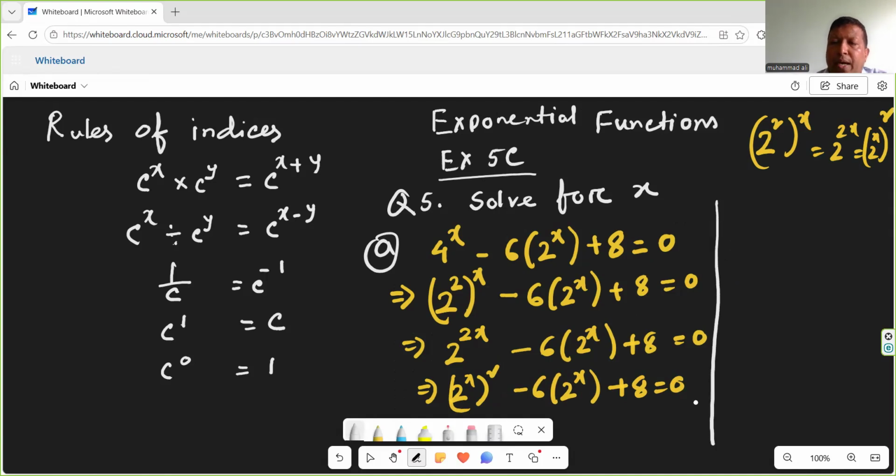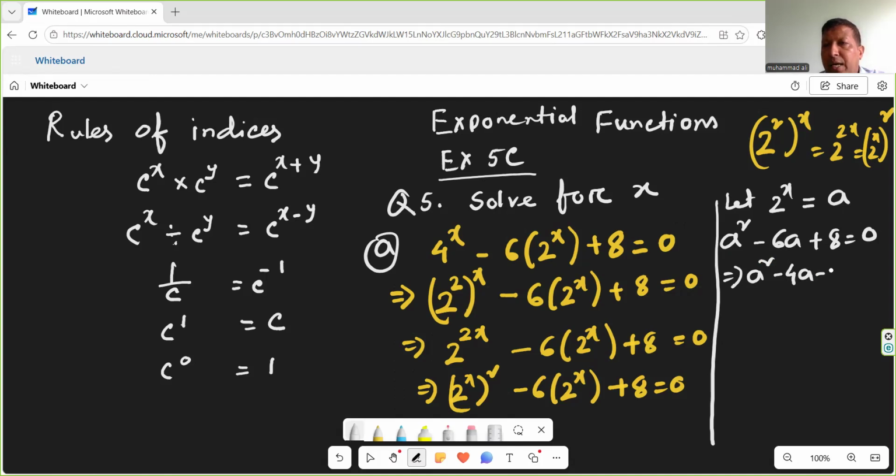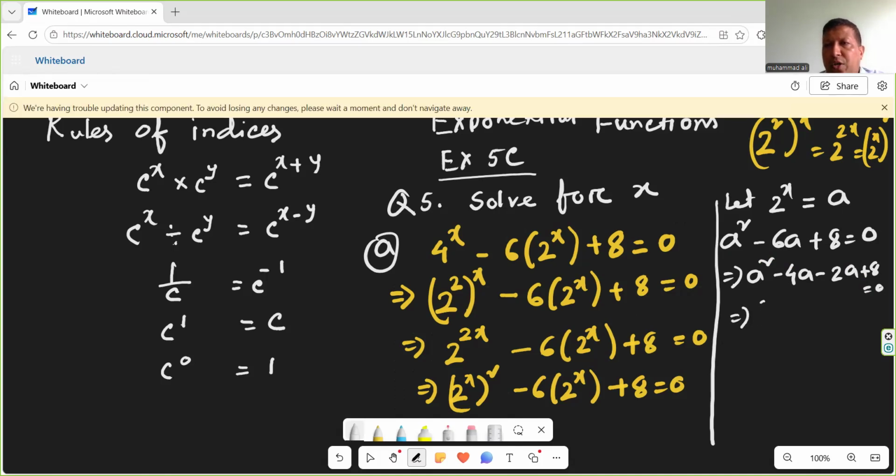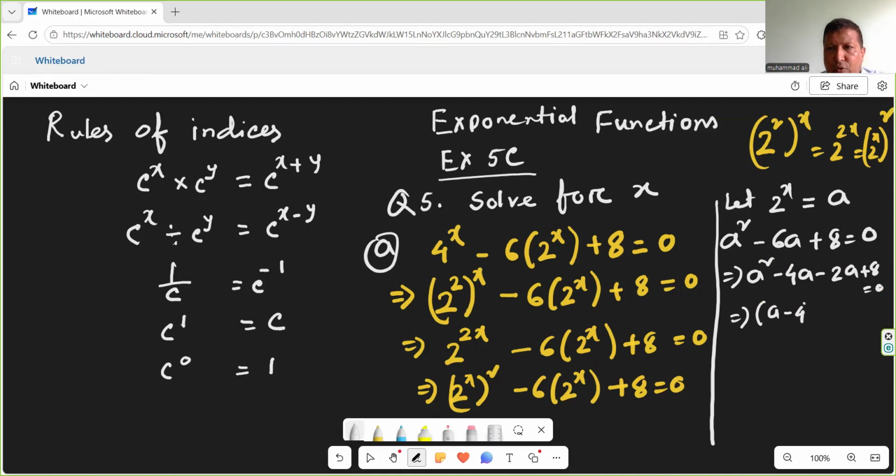Now, to make our math simple, we will say let 2 to the power x equal a. So instead of 2 to the power x, we write a squared minus 6a plus 8 equals 0. We have to do factorization: a squared minus 4a minus 2a plus 8 equals 0. So we get two factors, (a minus 4)(a minus 2) equals 0. Therefore, a equals 4 or a equals 2.